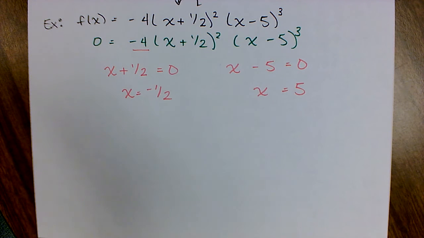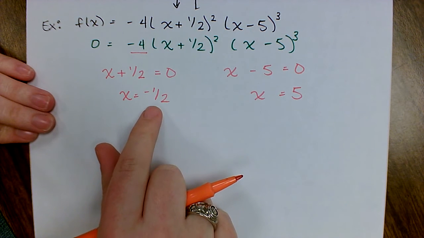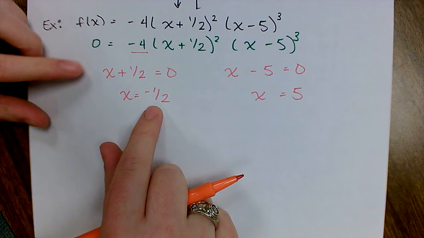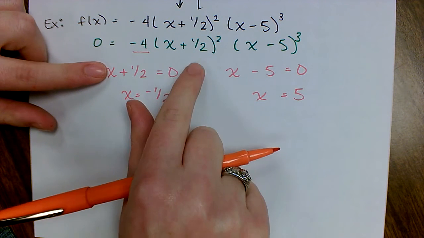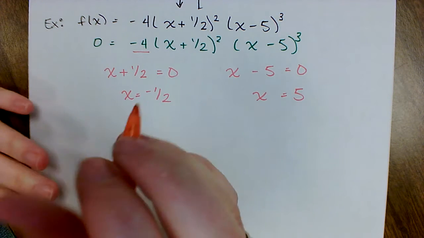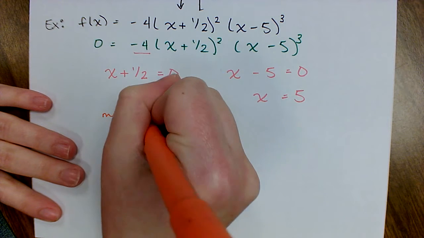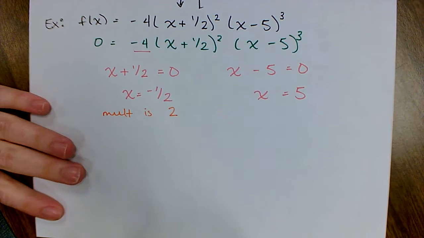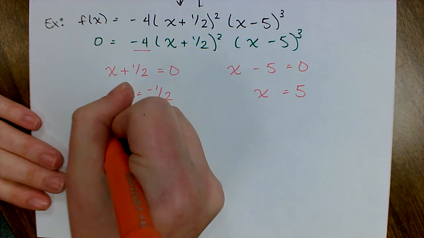Now let's talk about their multiplicities. -1/2. How many times would I get -1/2? Well, how many times did I have the factor x plus 1/2? I had it twice. So that means its multiplicity is 2.